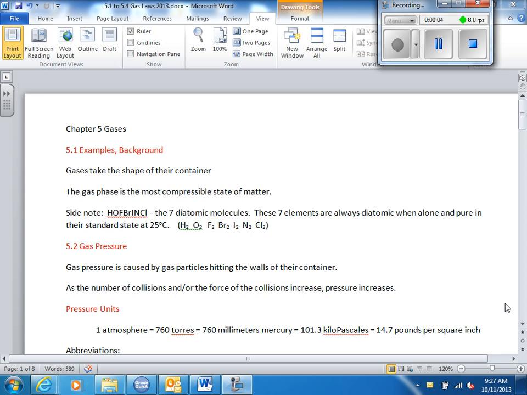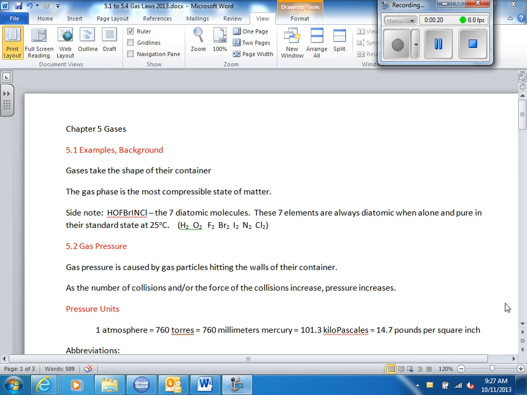So, Chapter 5 Gases, Take 2. Apparently the first one I made of this had a lot of mistakes in it. Three of the problems had mistakes. So I fixed them and hopefully we've gotten everything right now. So now that I've wasted 16 seconds of your time, we'll continue.